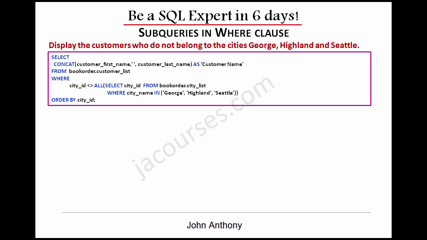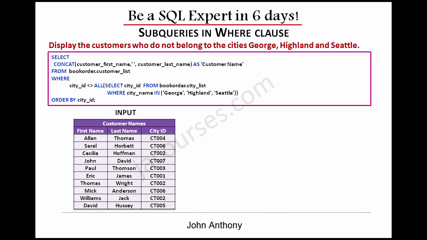Now, let us take an example where we have a customer list table which has got 10 records. Even though the table has got many columns, we are going to talk about only the 3 columns which are relevant to this example, which are customer first name, customer last name and the city ID. Customer first name and last name are to display in the output and city ID is to compare with the subquery.